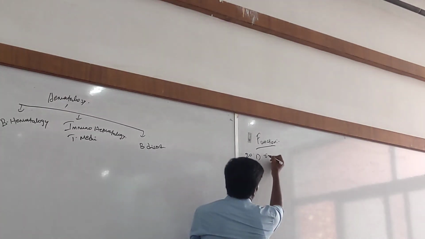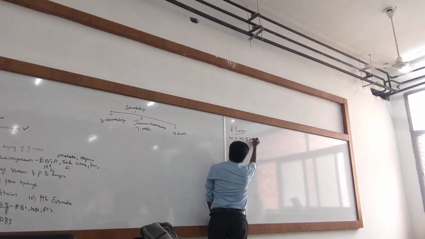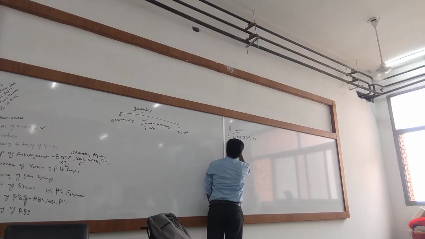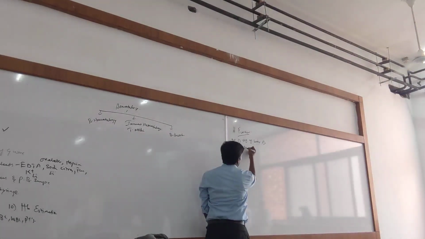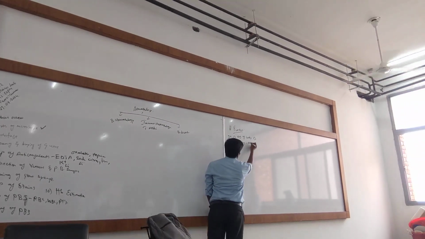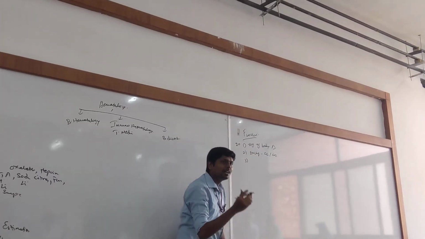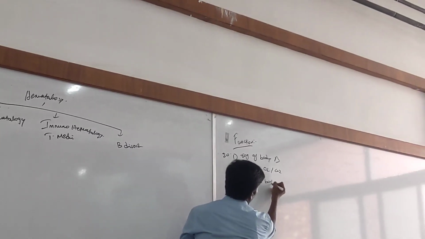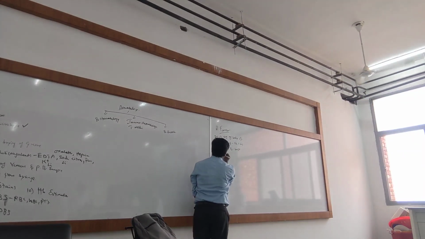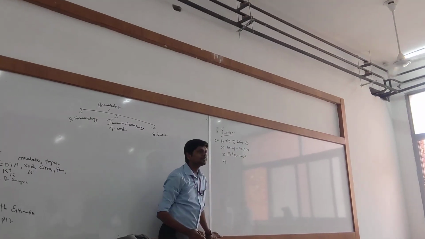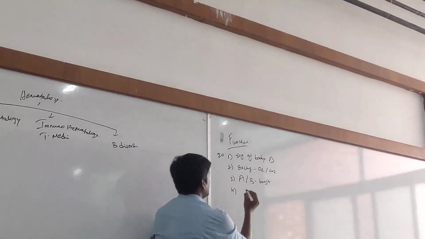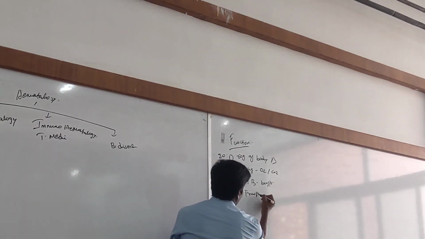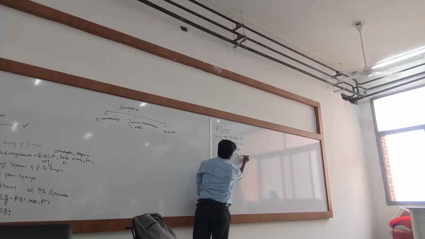Regulation of body temperature. Okay. Then exchange of gases, O2 and CO2. Very good. Acid-base balance, that is called buffer action of the blood. Very good. Then transport of nutrients. Okay, transport of nutrients.